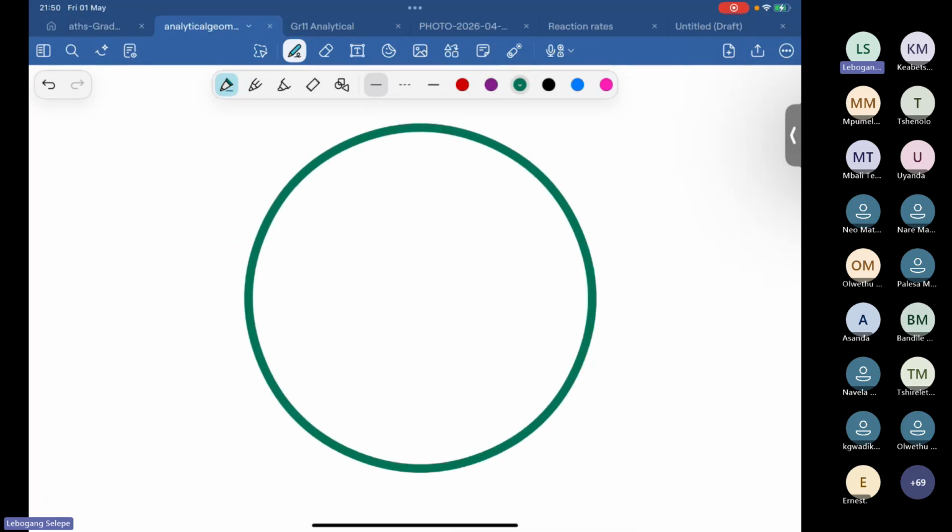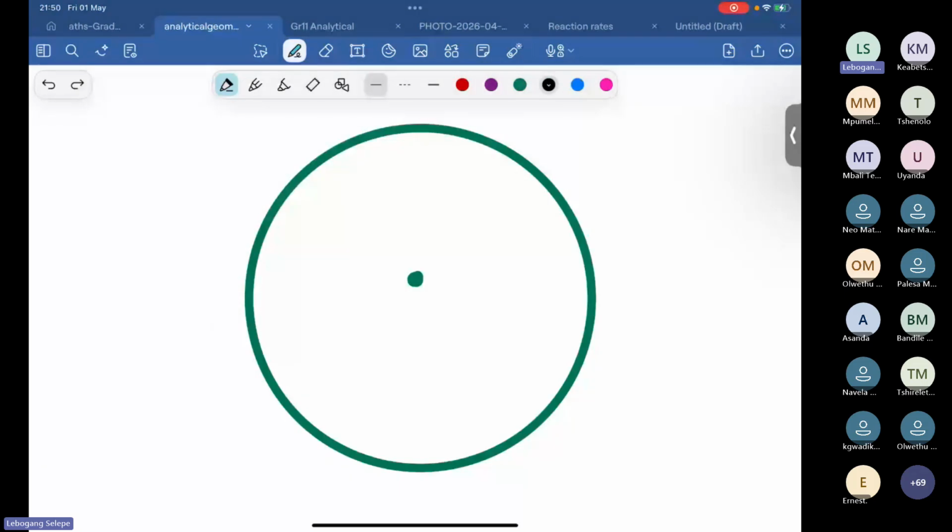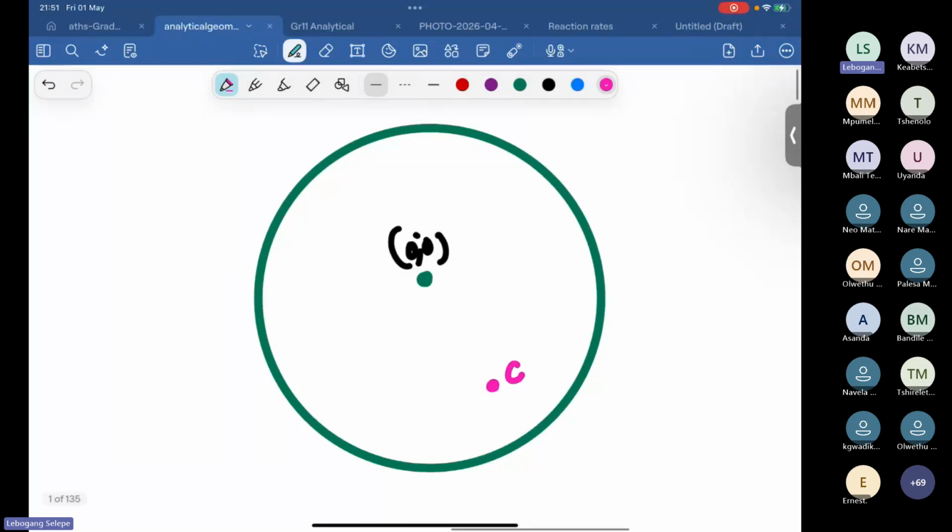I have a circle like this, right? I have the origin, which is at (0, 0). So this is my origin. And then there's a point C. The question that they are asking is, is point C inside the circle like this, or is point C outside the circle like this? Then I'm saying to you, how are we going to know?